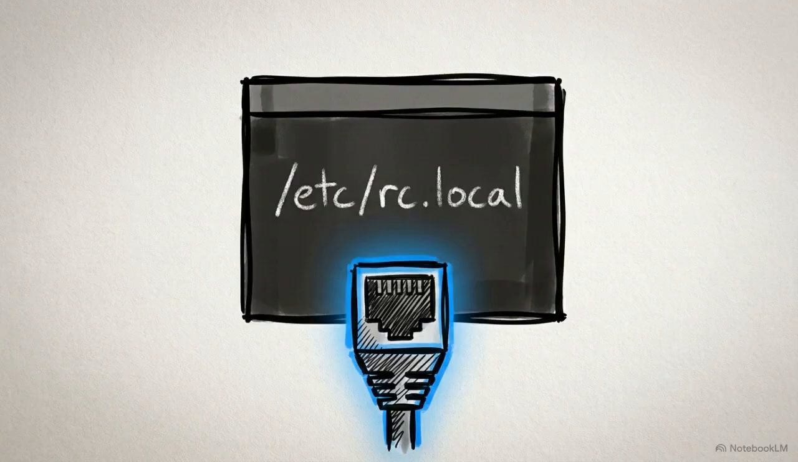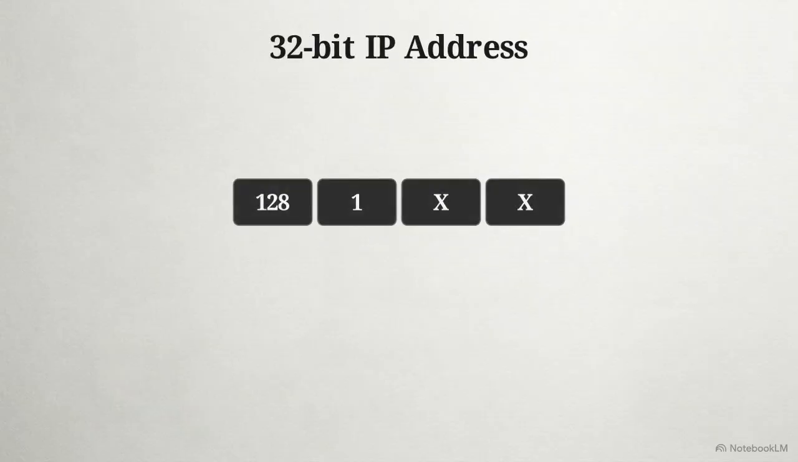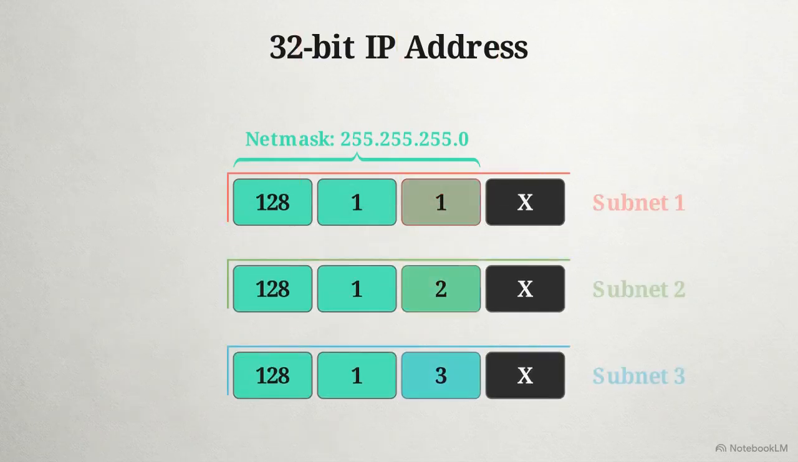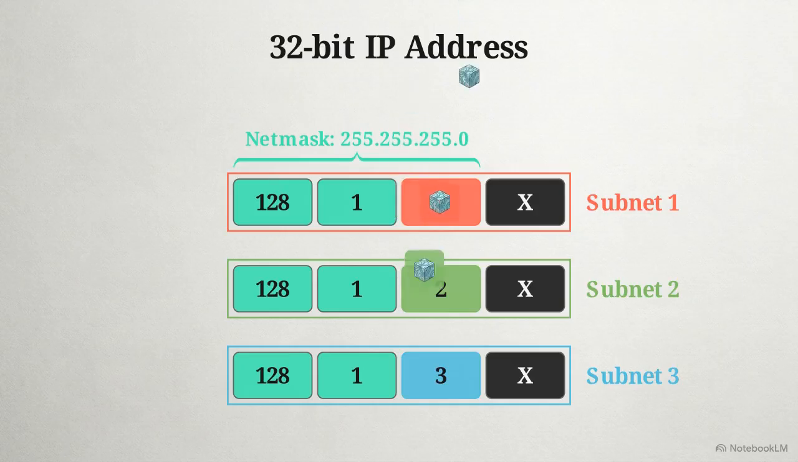We do this by assigning an address to the local network interface using the system's boot files and the core ifconfig command. Alongside the IP address, we have to define a netmask. The netmask looks at the entire range of available IP addresses and logically divides it into localized subnets.